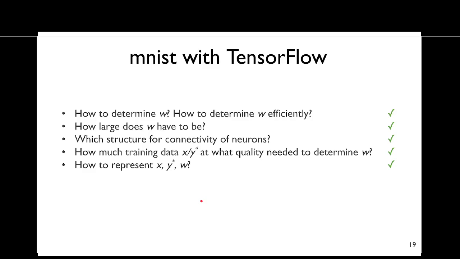So now let's look further into the MNIST with TensorFlow, and we have covered now the structure of connectivity of the neurons with the different techniques of convolutions and pooling and dropout. How large W has to be, we will get to now as we're actually building the layers, the representation we have dealt with, and also the amount of data that we roughly need. So check marks everywhere so we can get going.